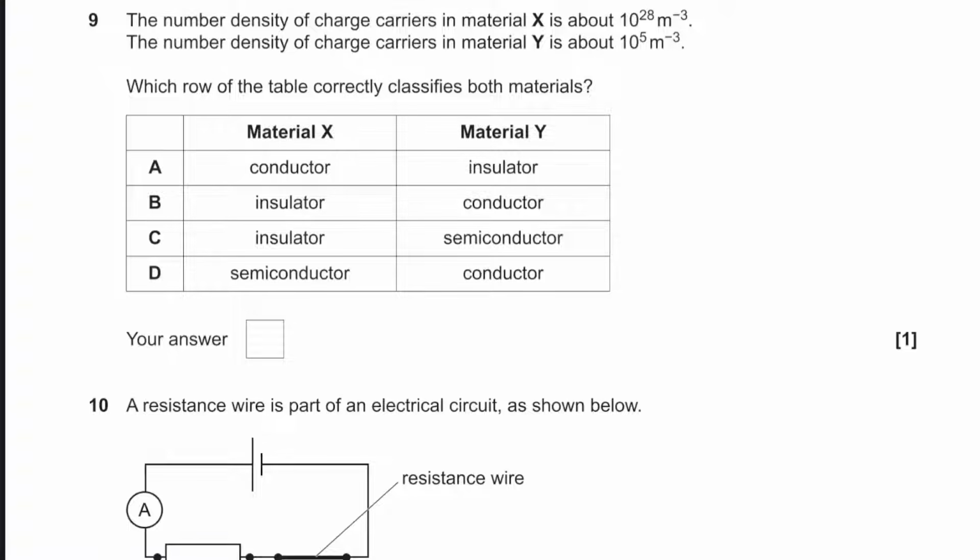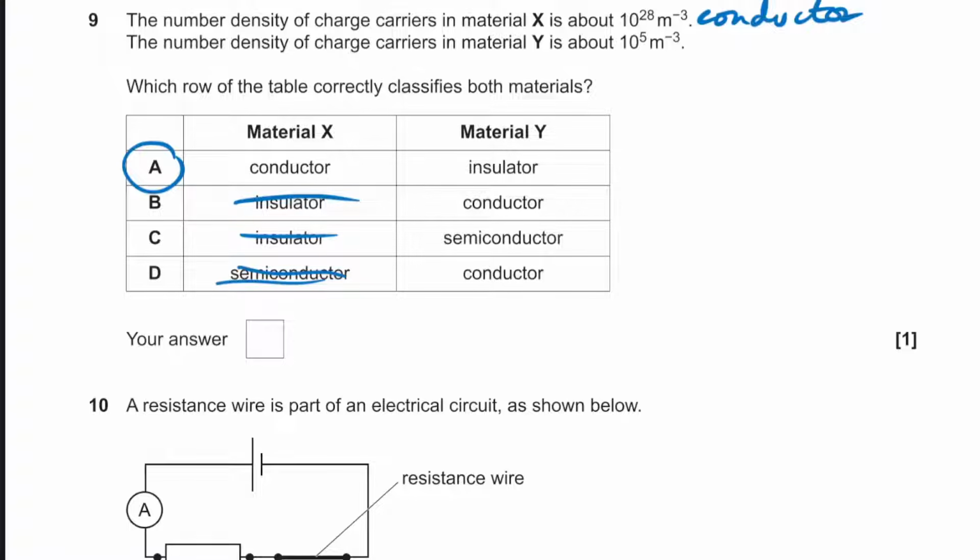We know that this one is definitely a conductor here, so it has to be A, right? It definitely can't be B. Definitely can't be C. It definitely can't be D either. It's not going to be a semiconductor. But we're told the material Y here is an insulator.